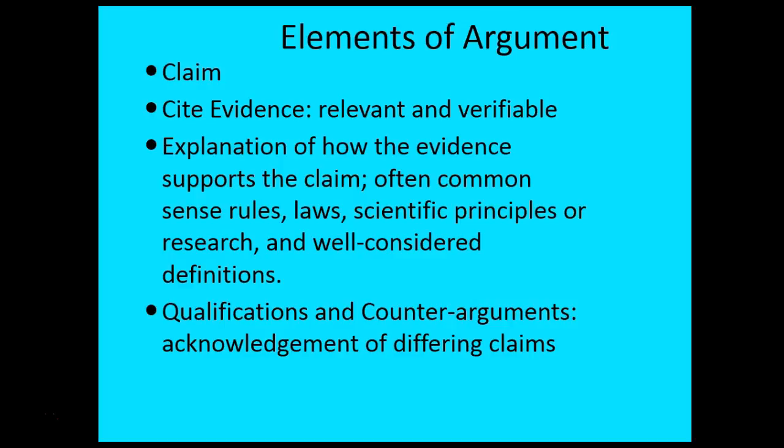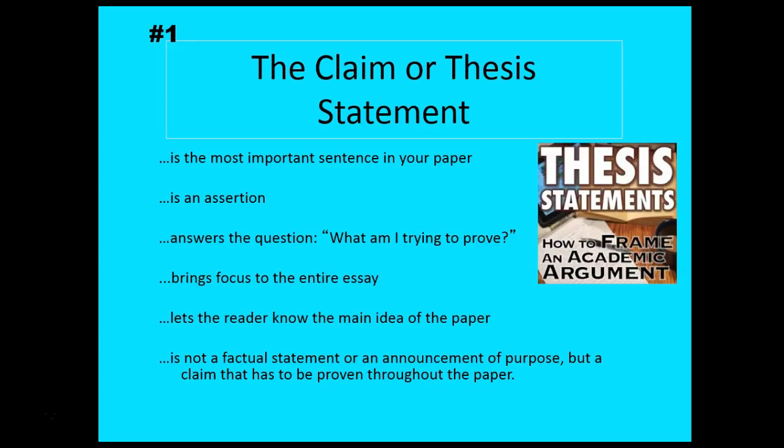So you have your claim. You're going to cite some evidence that is relevant and verifiable. You're going to explain how the evidence supports your claim. You can have this textual support in your paper, but you have to explain how it is supporting your claim. And then you want to have some qualifications, and you need to acknowledge the counter arguments or the differing opinions.